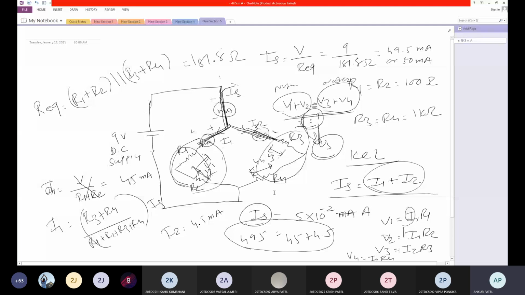In theory we are using exact values. This is 9 volt, but practically it will be around 8.85 or 8.9 due to tolerance. So there will be error in practical and theoretical readings. That we are going to see.